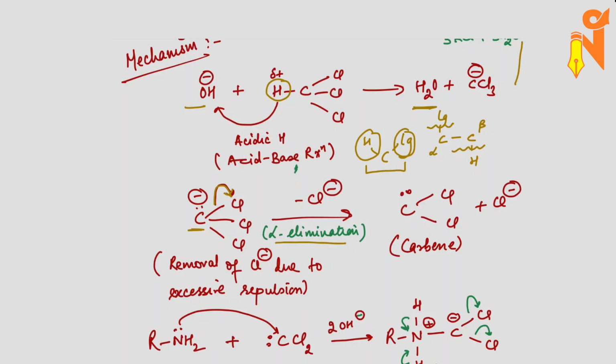Obviously, when the alpha elimination happens, the carbon from where the removal is happening will not be stable and the valencies will not be fulfilled. Unlike in beta elimination, where the double bond forms, here the lone pair will be present and the species will become a carbene. That is why we say this reaction goes through the carbene intermediate. So the carbene intermediate is formed, which is naturally an electron deficient species, and now this will attack the amine which is present in our solution.